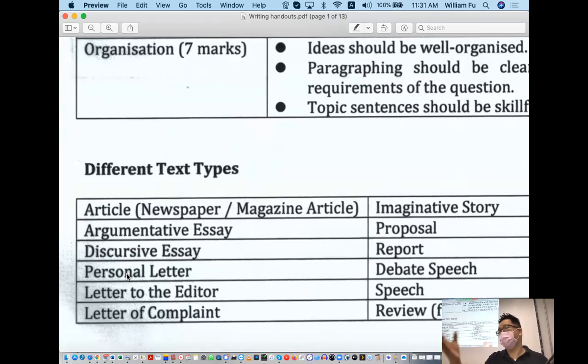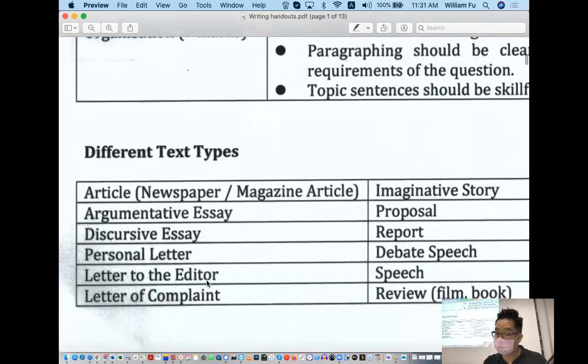For example, for a personal letter, most students might say, well, how are you? It's been a long time since I last wrote to you, something like that. Then you can't really beat other people. Now, letter to the editor, usually talks about current affairs. Letter of complaint, I'm sure you know quite well.